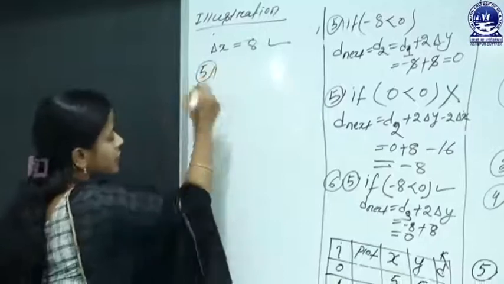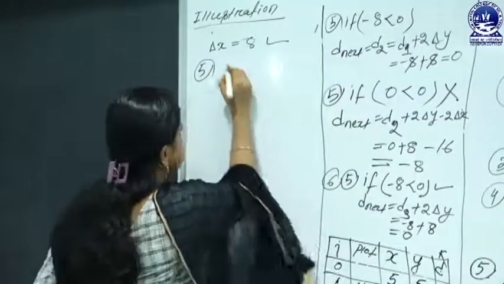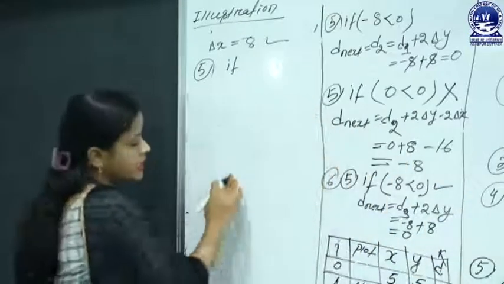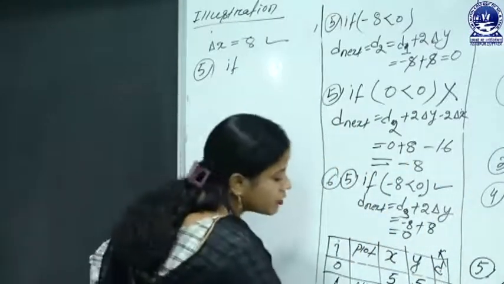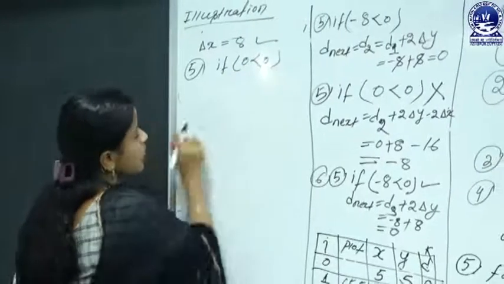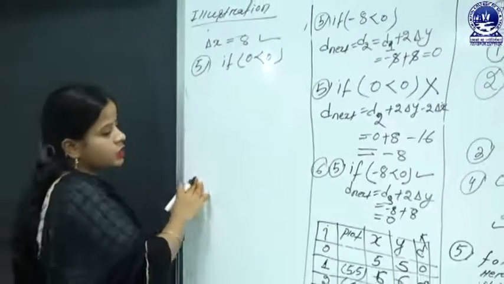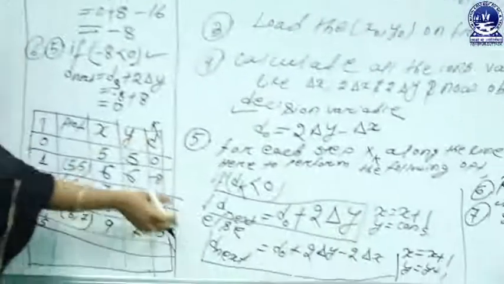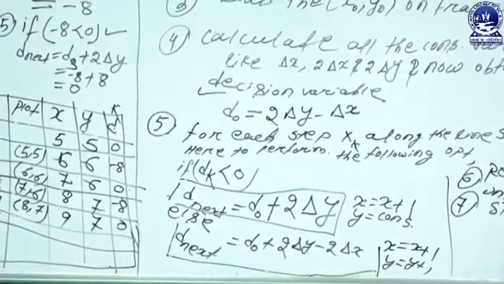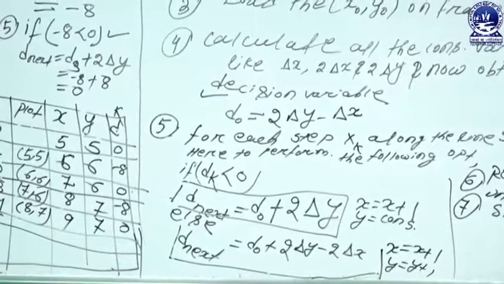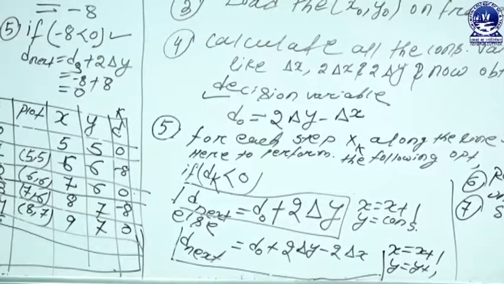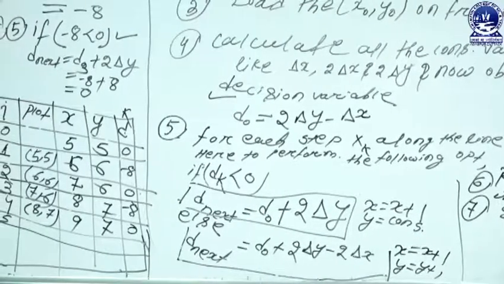So now to calculate step 5, in this case it provides the constraint: if dk is less than 0. Dk means the previous decision variable value, that's 0. Is 0 less than 0? No, the condition is false. So it goes to the else block. In the else block, for finding the next decision variable, d next equals the previous decision variable d0 plus 2 delta y minus 2 delta x.